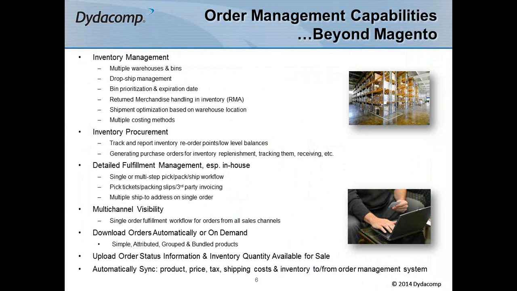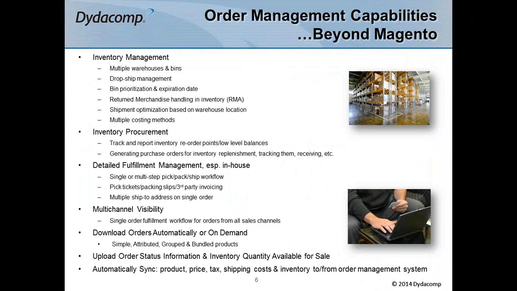Drop shipping is really big now, and it helps tremendously because small businesses can now compete with the big boys, and they don't have to have any of that overhead. They don't have to have a big, giant 500,000 square foot warehouse because they have suppliers that will ship on their behalf. You can create bin prioritization, like I said, RMAs.